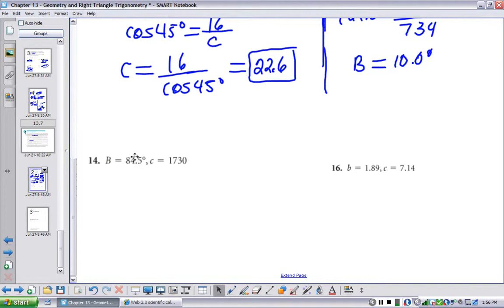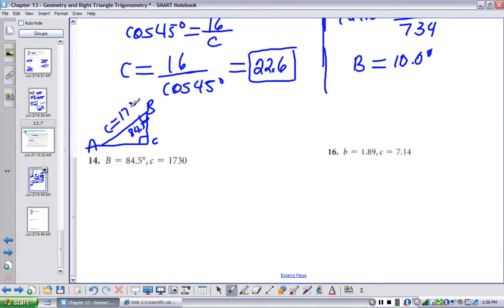Okay, we have a couple more problems. Same instructions. Right triangle A, B, C. We're given that the angle B is 84.5 degrees. The side C is 17.30.